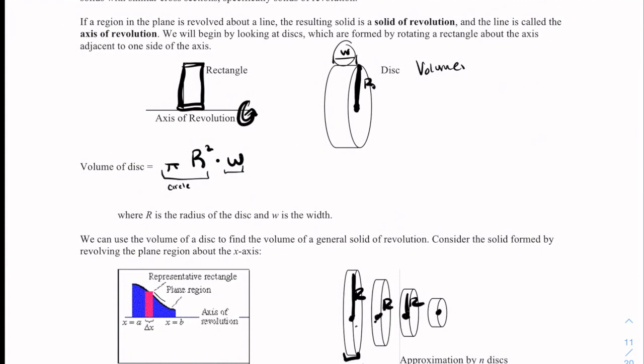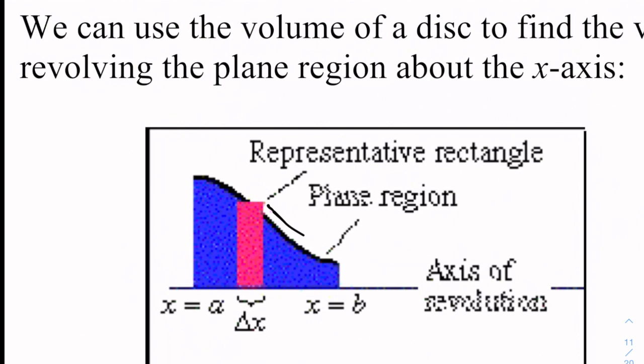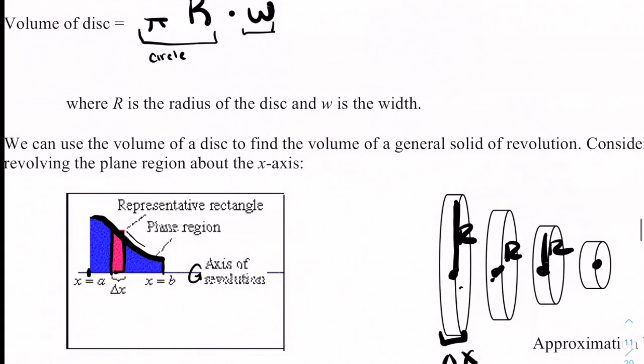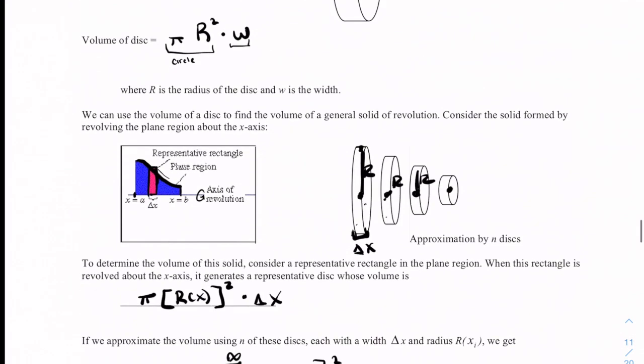We can use the volume of a disk to find the volume of a general solid of revolution, and we can consider the solid formed by revolving the plane region around the x-axis. So instead of just a circle, what happens if we have a curve with a start point A and an end point B, and we spin the whole thing around the axis of revolution? In this case, we're going to have individual rectangles of different heights that we will be summing up to find the volume. In each of these rectangles, the width is just the change in x, and the radius would be the height of that curve. We sum up all of these disks of different widths and different heights, and we get the volume of this solid.